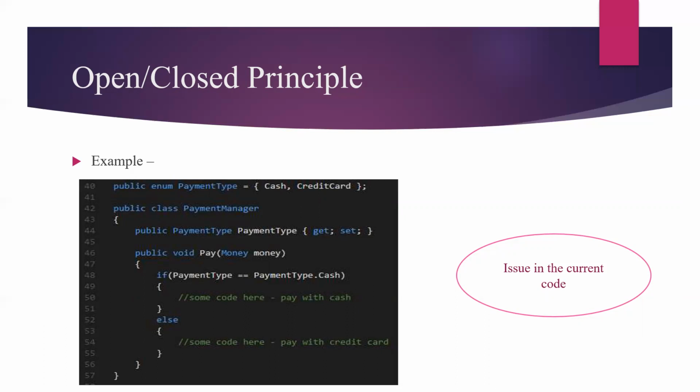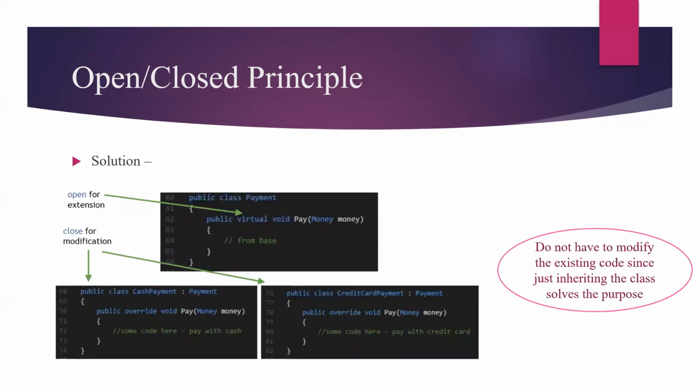Let's say tomorrow I have to add one more payment type. Let's say credit card, or let's say debit card. So I will have to modify this current class, which becomes a problem. So the solution for it is we can just create one virtual method in our payment class. You can say here with the name pay, and we can just inherit that in our multiple child classes.